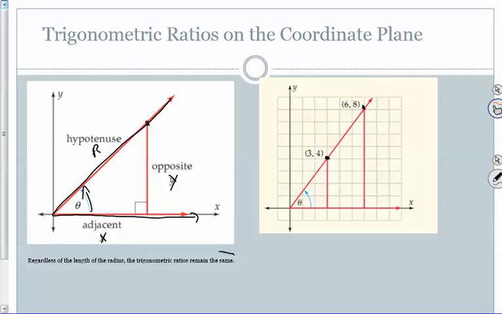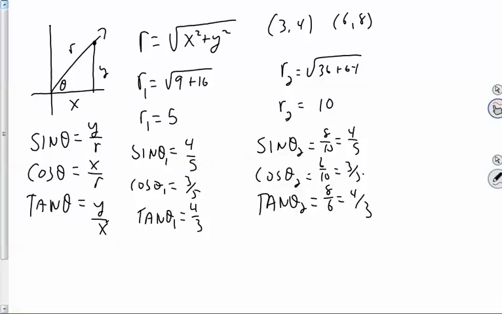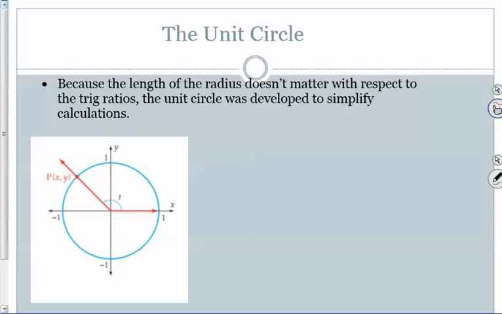This is probably important. Regardless of the length of the radius, the trigonometric ratios remain the same. That's true for absolutely everything. So if we take that information and bump it up over to the unit circle, realistically, anywhere along the unit circle, because this could be here or this could be here, we can call this a relative x comma y. It does not matter where we put our angle.